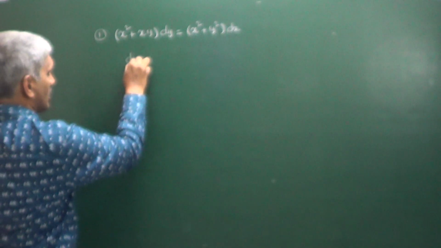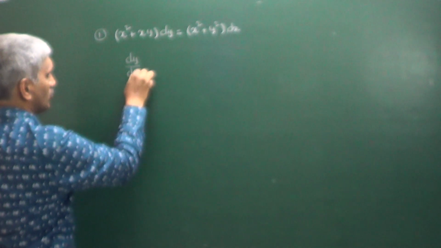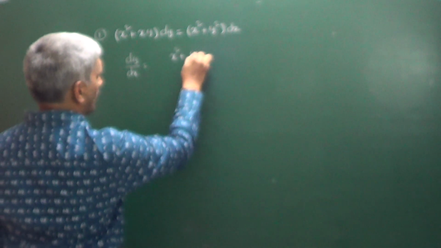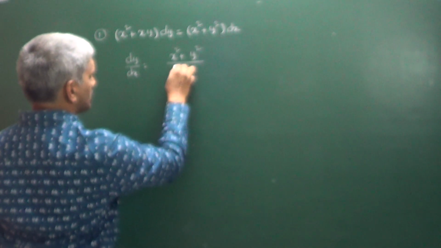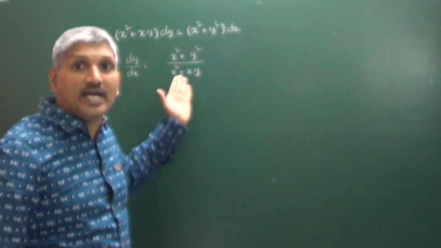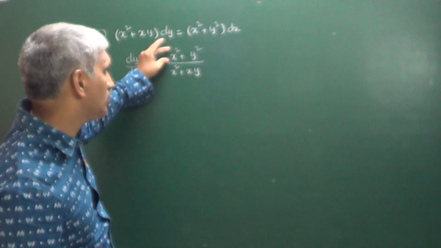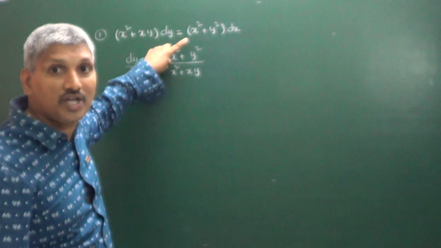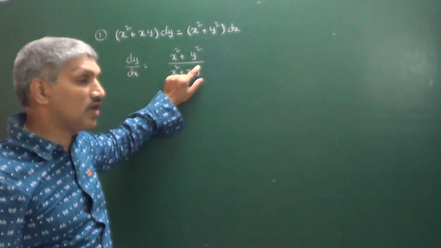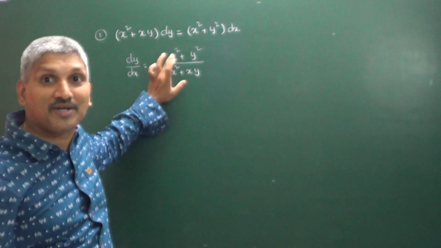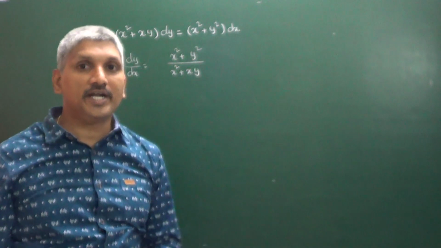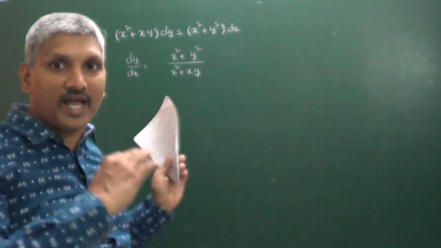The given equation we can write as dy by dx is equal to (x square plus y square) divided by (x square plus xy). By observation it is very clear that it is a homogeneous differential equation. Observe, numerator is power 2, here also power 2. Denominator also you can observe power 2, here power 1 plus 1 is 2. Numerator and denominator both are homogeneous functions of the same degree. But how to show it is a homogeneous differential equation, that I am going to show.